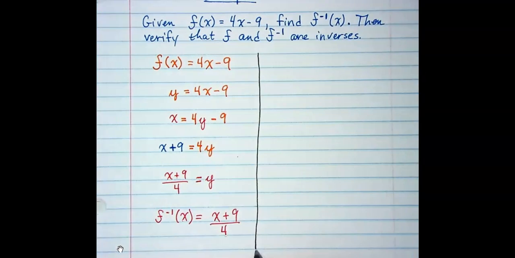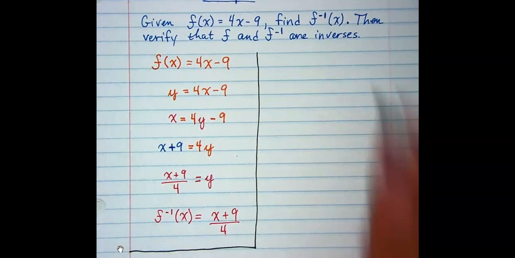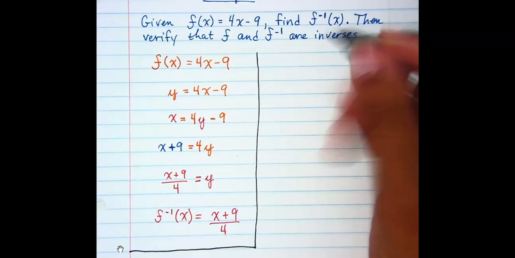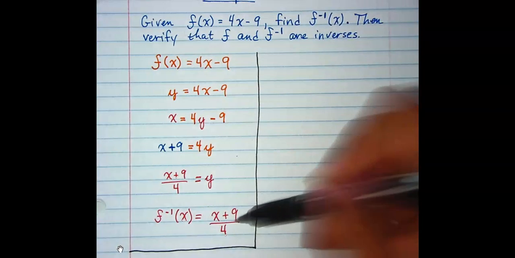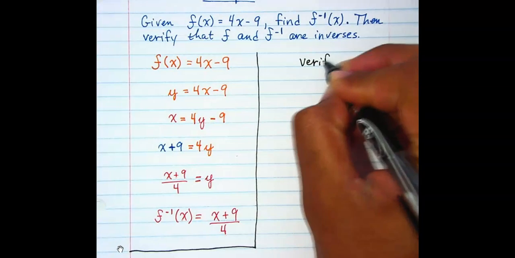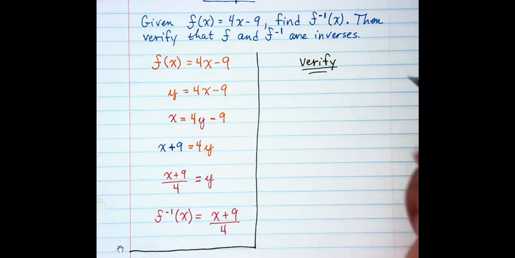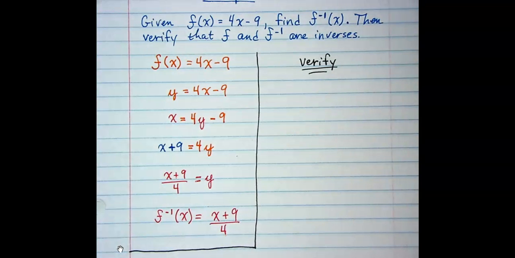All right, so we're good on that. Now we have to do our actual verifying. We figured out what this is, now we have to verify that these are both inverses of each other. Because if they're not inverses, then we don't have it.